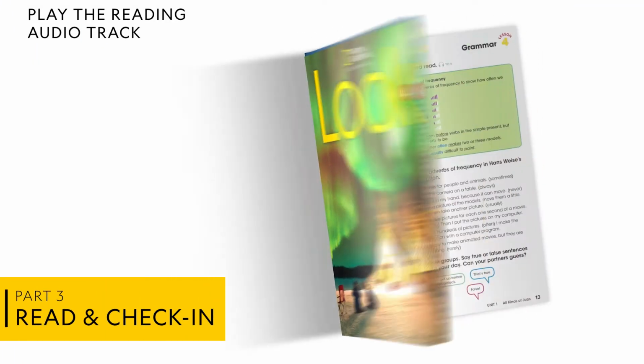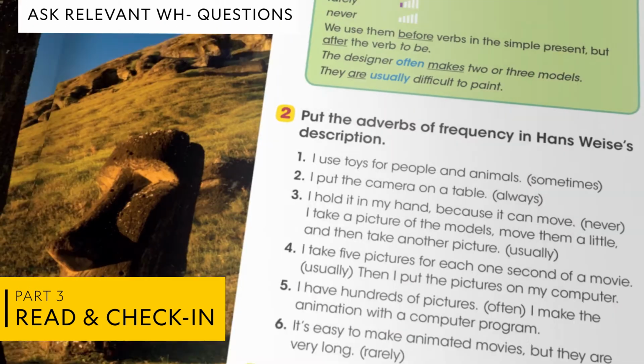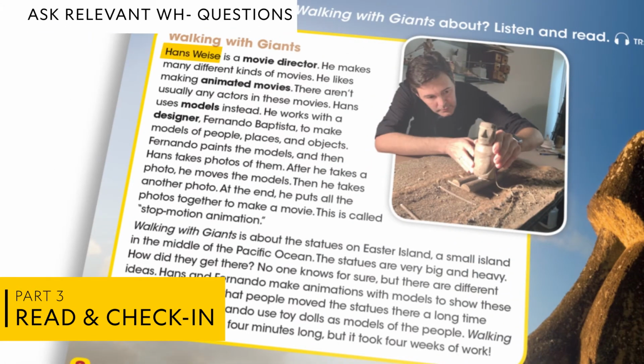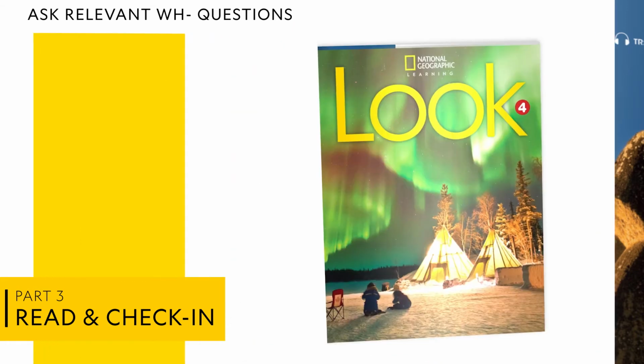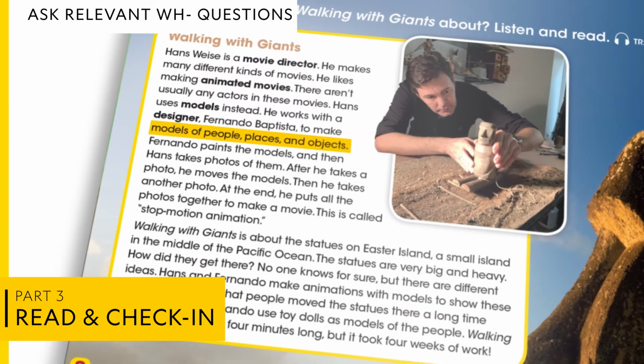Play the audio track and have students listen and read. After reading, ask WH questions to check comprehension. Who is this about? A man. His name is Hans. What's his job? He is a movie director. What does he make? He makes animated movies. He makes models of people, places, and objects. What does he do with all the photos at the end? He makes a movie. Where is Easter Island?